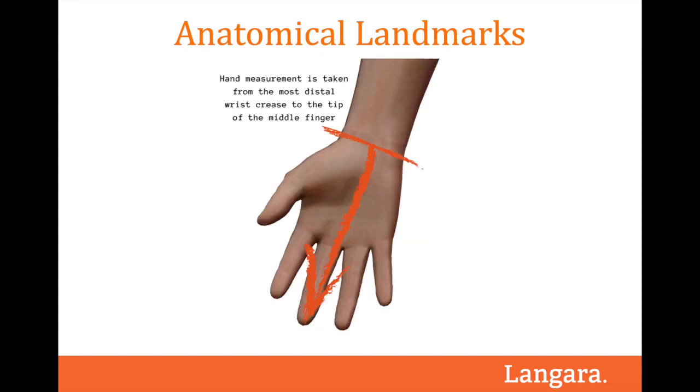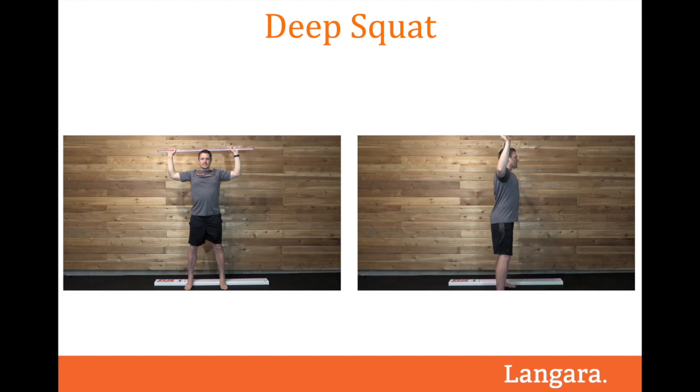And then we have to be able to take a hand measurement. So the hand measurement is from the most distal wrist crease to the tip of the middle finger. All right, and this is an important measurement for the shoulder stability or shoulder mobility test. So those are some landmarks to know.